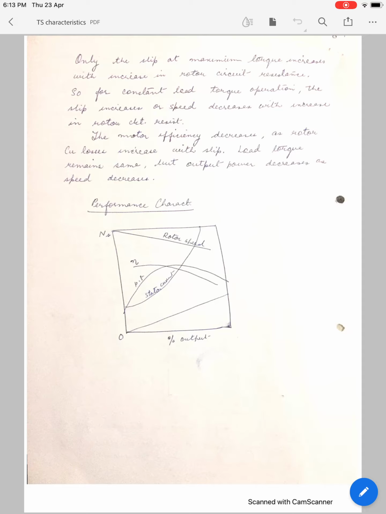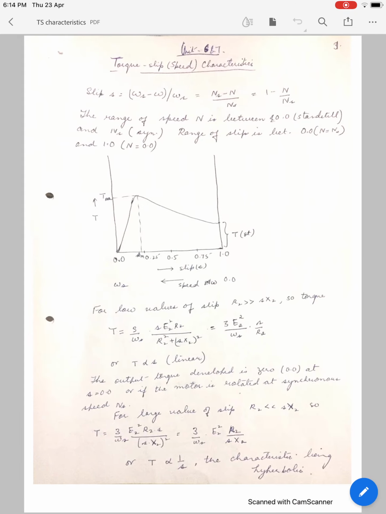You can see these are the characteristics plotted with respect to percentage output. So the various plots you can see are for rotor speed, which has a slight drop from n_s, efficiency, power factor, and stator current. So these characteristics, all plotted against percentage output, are called performance characteristics. So this is all about the torque slip characteristics or torque speed characteristics. Thank you.